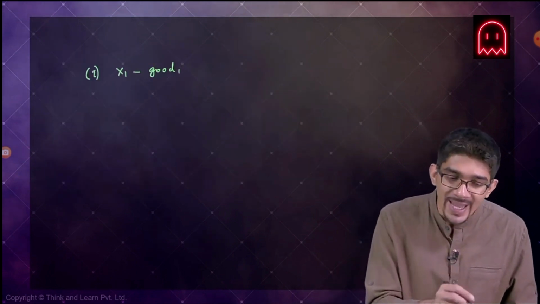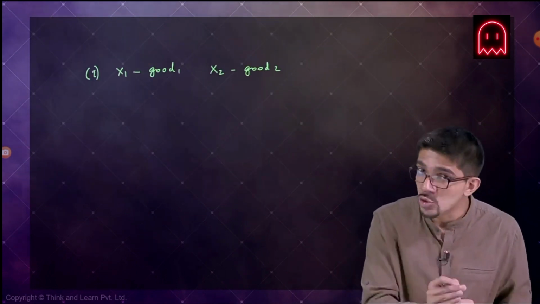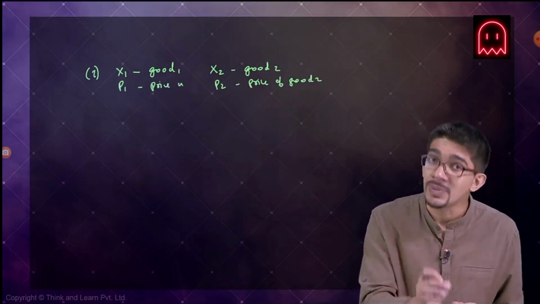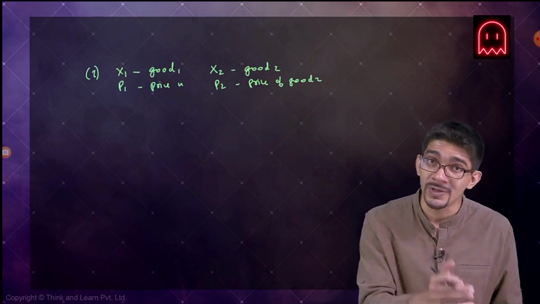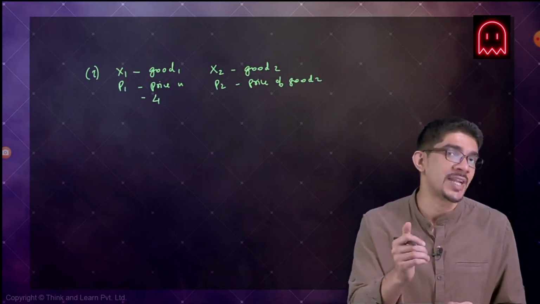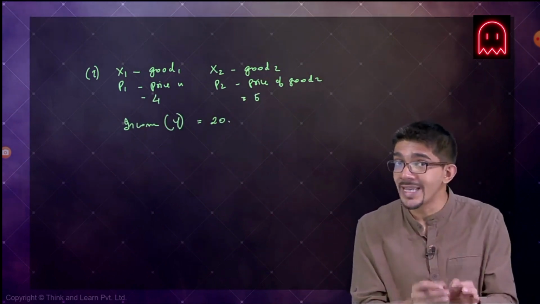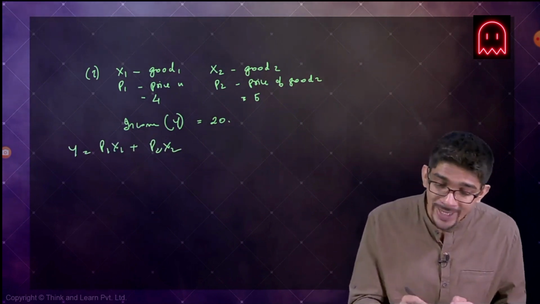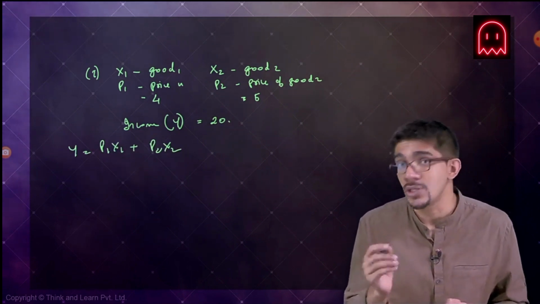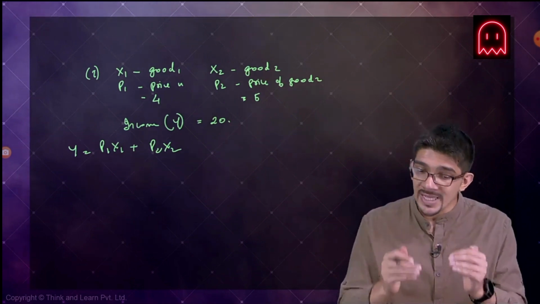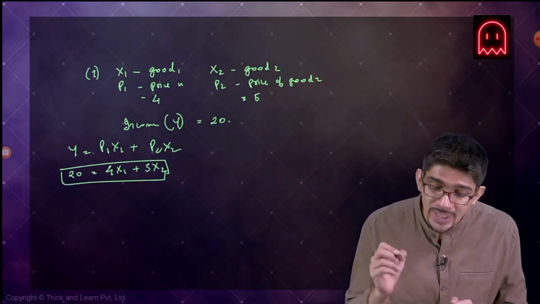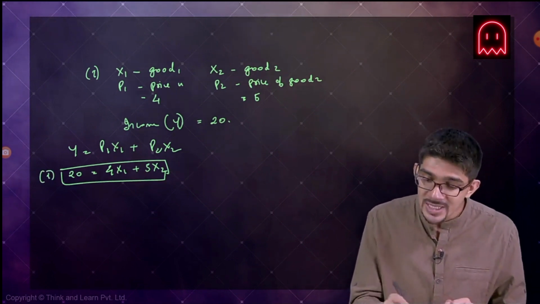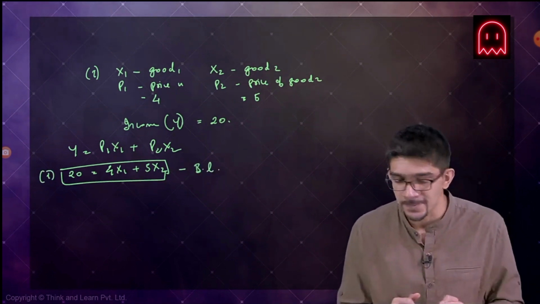First thing, X1 is good 1, X2 is good 2. Let's make these assumptions. P1 is the price of good 1, P2 is the price of good 2. So P1 is given as 4, P2 is given as 5, and the income or Y is given as 20. Now how do we write the budget line equation? Y equals P1x1 plus P2x2. So substituting, we can say 20 equals 4x1 plus 5x2, and that is the answer to the first part of the question. This is the budget line equation.